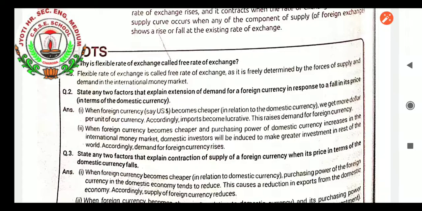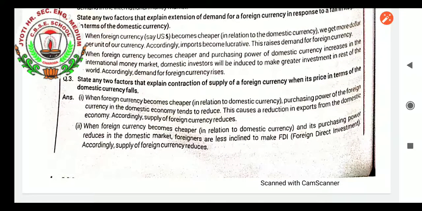State any two factors that explain contraction of supply of foreign currency when its price in terms of domestic currency falls. When foreign currency becomes cheaper in relation to domestic currency, the purchasing power of the foreign currency in the domestic economy tends to reduce. This causes a reduction in export from the domestic economy. Accordingly, supply of foreign currency reduces. When foreign currency becomes cheaper in relation to domestic currency and its purchasing power reduces in the domestic market, foreigners are less inclined to make foreign direct investment. Accordingly, supply of foreign currency reduces. So these are the basic two factors, student.